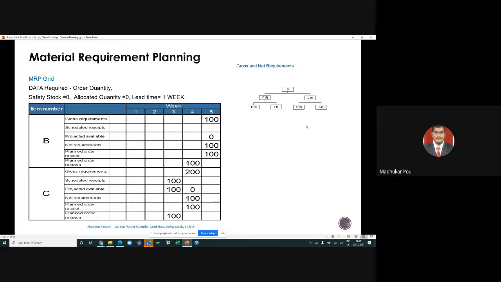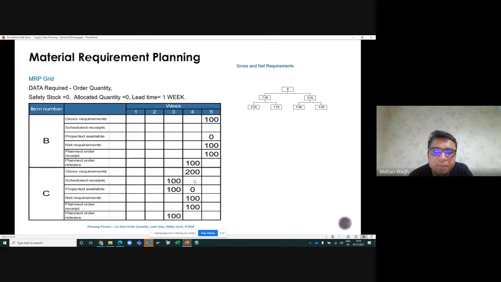Mohan, in case of item B, in the fourth column, planned order release, that 100 quantity I did not understand. Can you please explain this? This one? Okay, so what does it mean? Look, the item B, as a manufacturer, he needs to produce in the factory. To produce B, the lead time for the production is 1 week. If the gross requirement is in week 5, since the lead time is 1 week, he needs to start the production in week 4. To start the production in week 4, he needs to release the planned order.